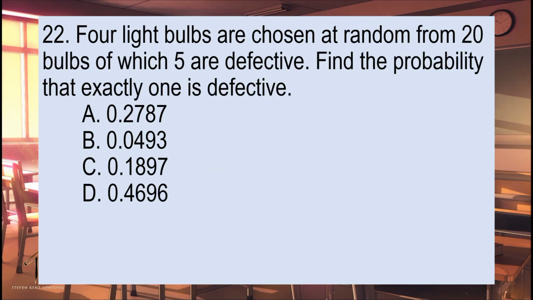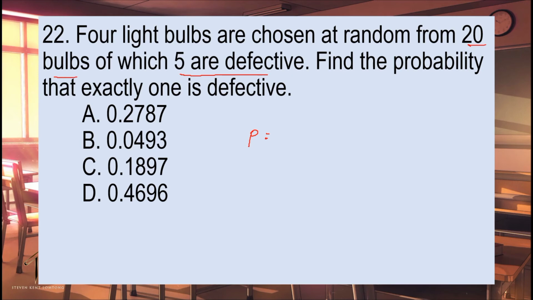So next, 4 light bulbs are chosen at random from 20 bulbs, of which 5 are defective. Find the probability that exactly 1 is defective. Okay, so in this problem, we're going to use the hypergeometric distribution. So our probability is equal to, okay, so meron tayong 5 defective from the 20 bulbs, okay?